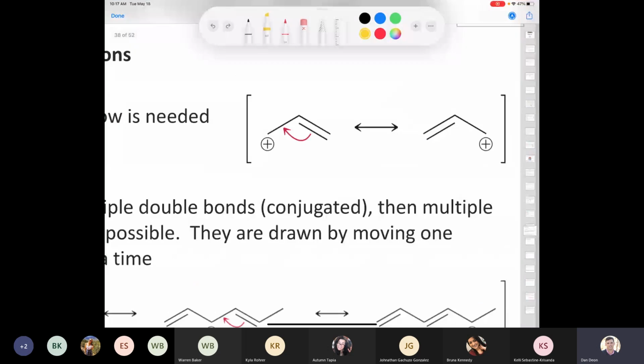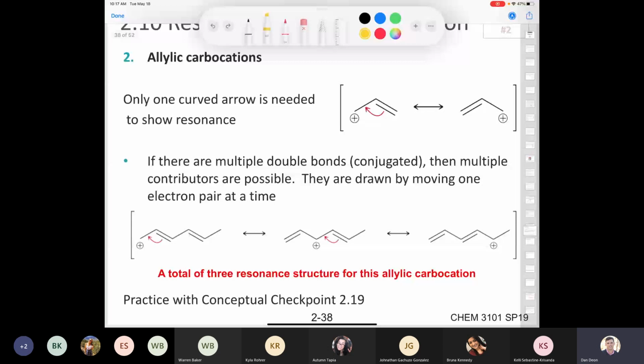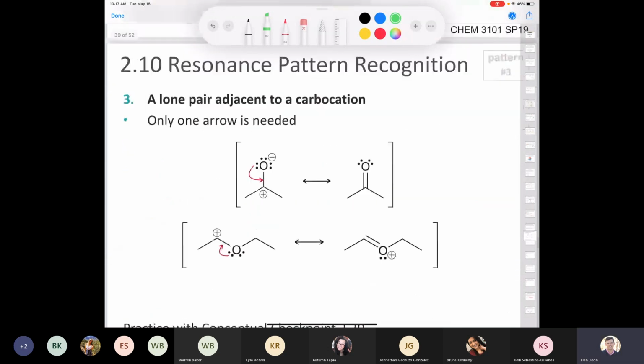What's cool is if you have multiple double bonds in an ion like this, you can draw multiple resonance contributors. So you see, you move this pi bond over, you generate a carbocation here. Then you move this pi bond over to make a new pi bond here, and then you have a carbocation over here. So there you go.